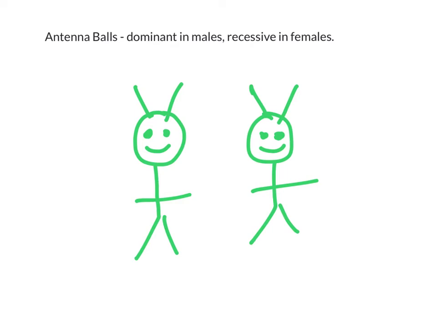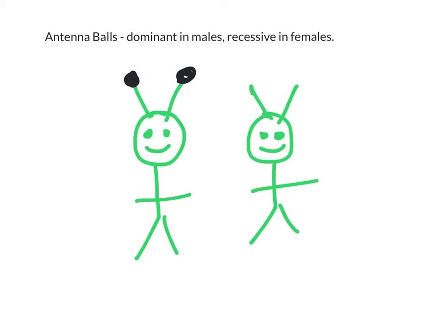To model a sex influence trait, I'm going to use an alien species. This would be very similar to male pattern baldness. So in my alien species, I've got an allele that results in having balls on the top of their antenna, and having balls is one allele.